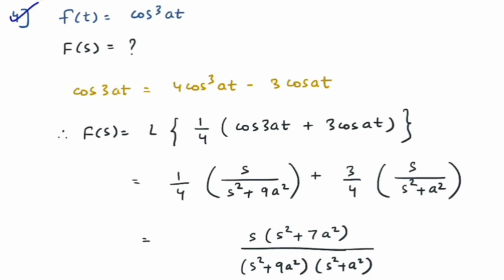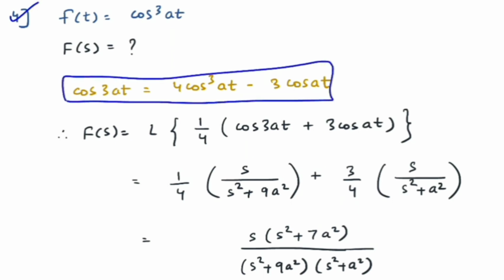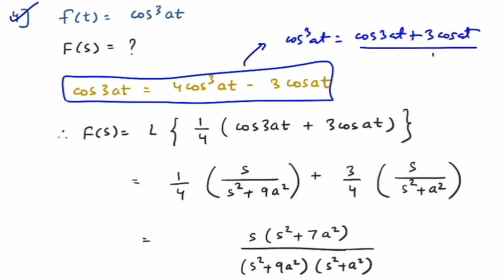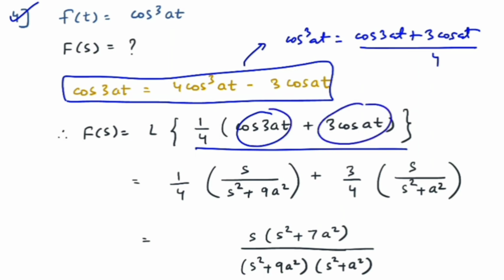Which relationship would you use? There is this identity: cos 3at is equal to 4 cos cube at minus 3 cos at. Now rearrange it to get the value of cos cube at. So cos cube at would be cos 3at plus 3 cos at upon 4. If you use that identity, now you can say that the two functions are in addition format. This is our first function, this is the second function.